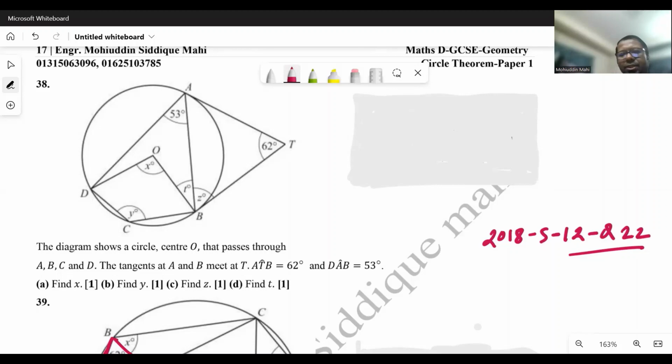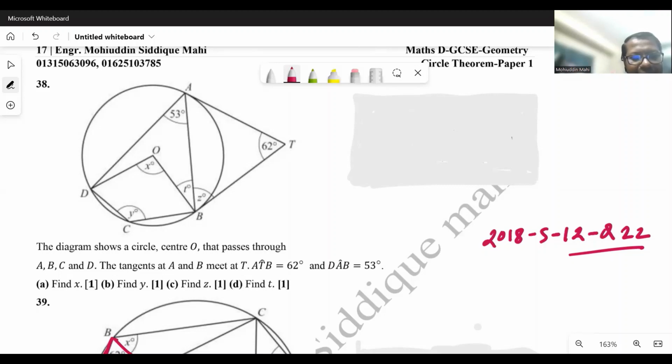What is a tangent? A tangent is a straight line which just touches a single point of the circumference of a circle. So you can see that the AT line is touching the circle at point A and the BT line is touching the circle at point B. So AT and BT, both of them are tangents. And some of the angles are given and some of the angles are unknown. We have to find those values. So first we need to find out the value of x.